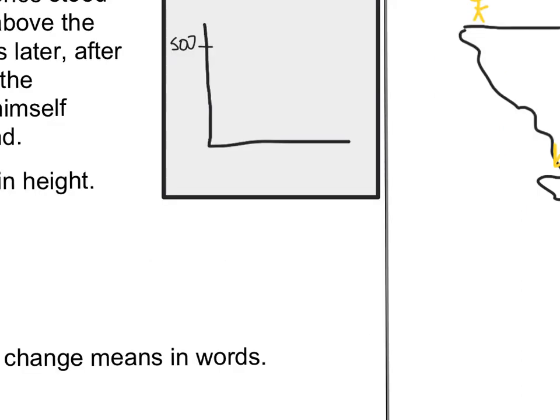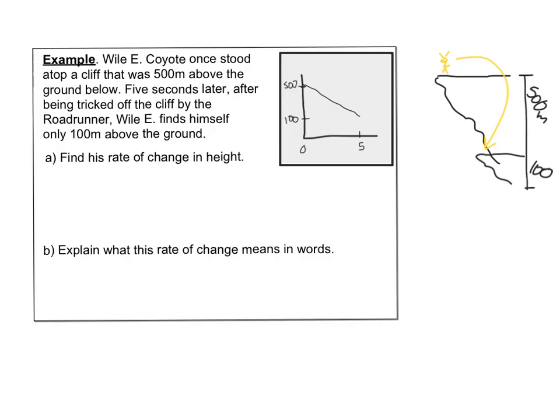So I'm drawing his little graph. He started out at 500 meters at 0 seconds, and then he moved to 100 meters, and he got there after 5 seconds. So that is our slope right there. Now, 2 ways to sort of imagine the problem. The graph is easier in terms of figuring out or plugging it into our formula.